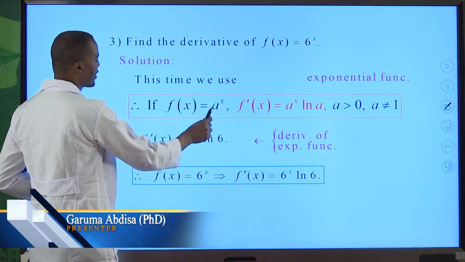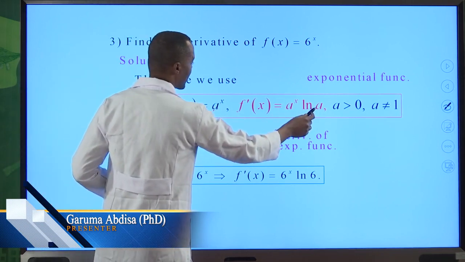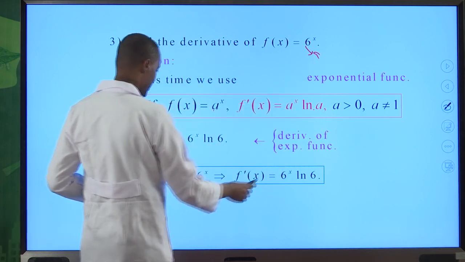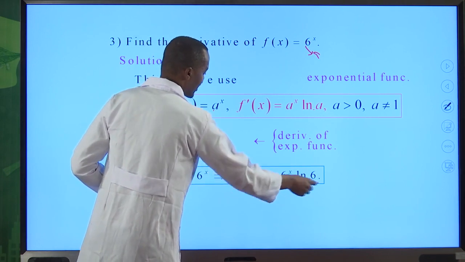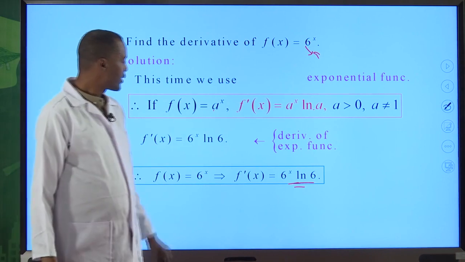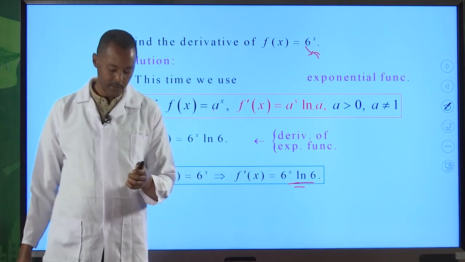Whenever we have a function like a to the power of x, its derivative is always a to the power of x times ln a. So here 6 is simply my a. With direct substitution, we get f derivative of x is equal to 6 to the power of x times ln 6. I think it is much simpler, and you will be able to solve other similar problems.